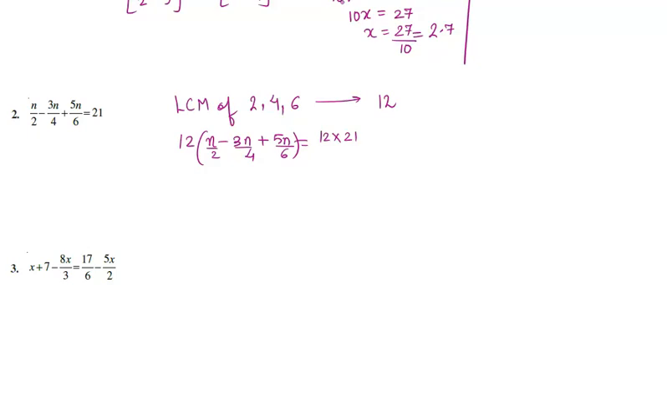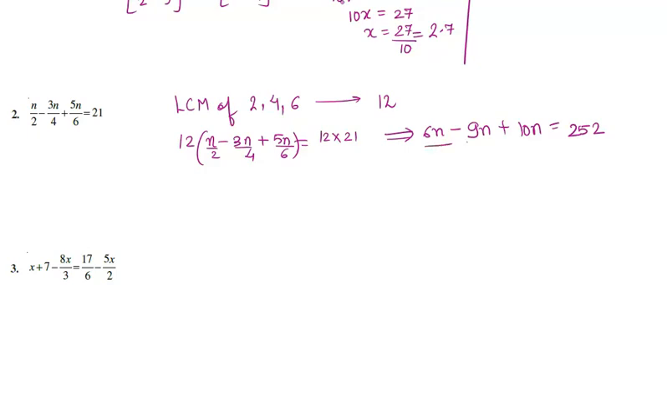So when you multiply all these numbers within the parenthesis with 12, you will get 6n. Then 4 times of 3 is 12, and this will become 9n. Then 6 times of 2 is 12, and inside when multiplied, it will become 10n. And on the right, when you multiply 12 with 21, you will get 252. All right. Now let's solve these.